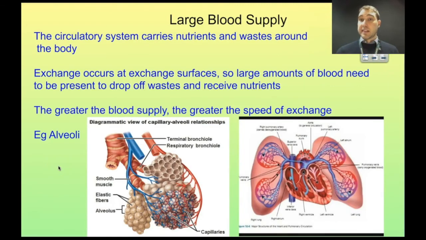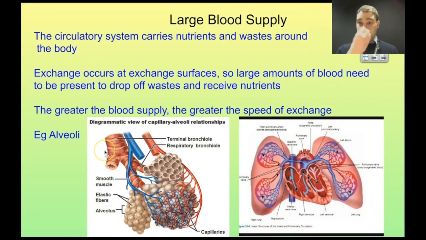So the last one we're going to look at is large blood supply, and this is present in animals. All the surfaces that we have exchange over have to have a large blood supply because it's the blood that is carrying the materials around the body. So the materials that are being exchanged in and exchanged out need to be carried around by the blood. So at your exchange surfaces, you need to have an awful lot of blood there.